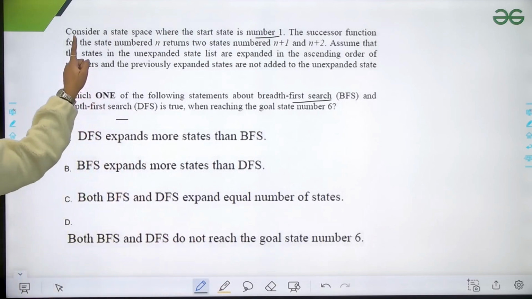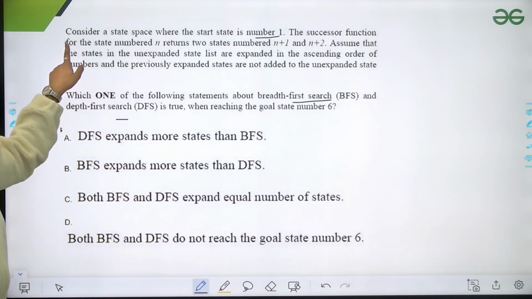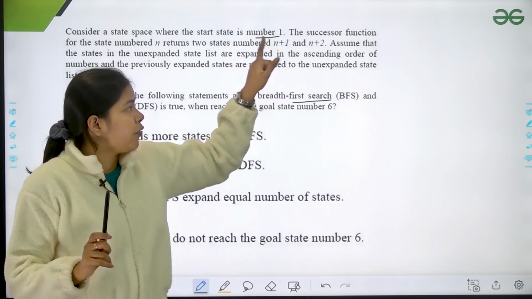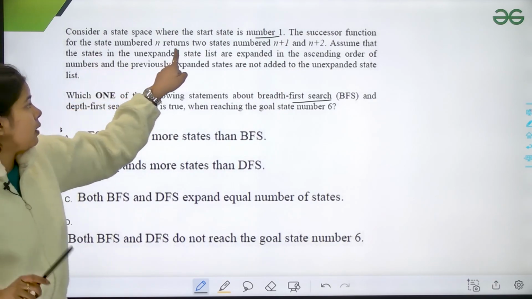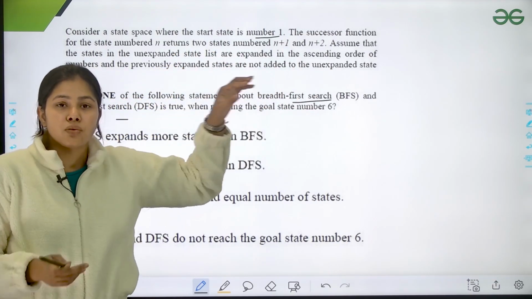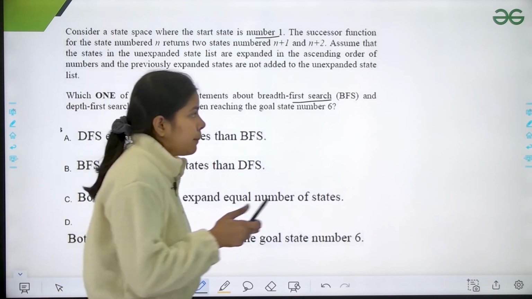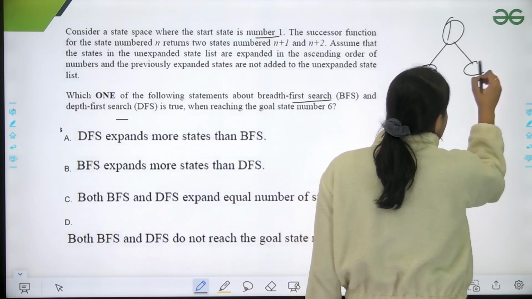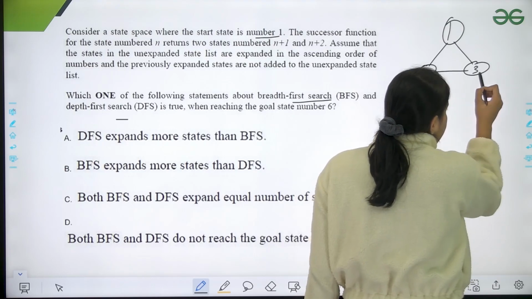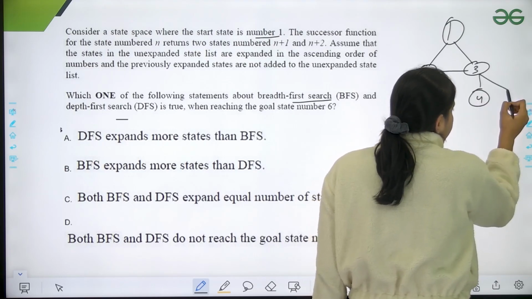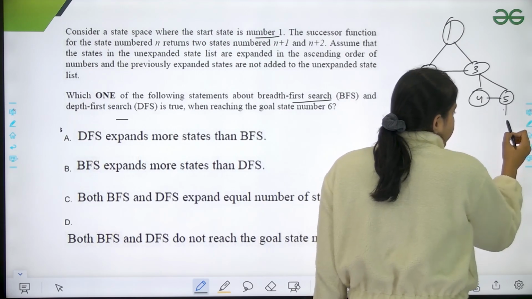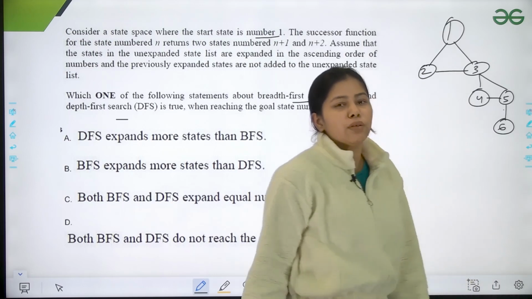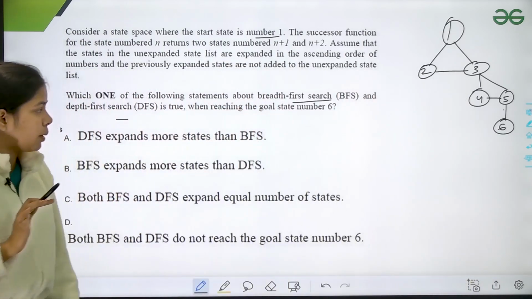Now first of all, let's see what they are saying. In the state space search, we have an initial state that starts from 1, and the successor function returns two states, n plus 1 and n plus 2. That means 1 returns 2 and 3, right? And then 2 returns 3 and 4, 3 returns 4 and 5, 4 returns 5 and 6, and then 5 returns 6 and 7. We do not have to go there because we have to reach up to goal 6.